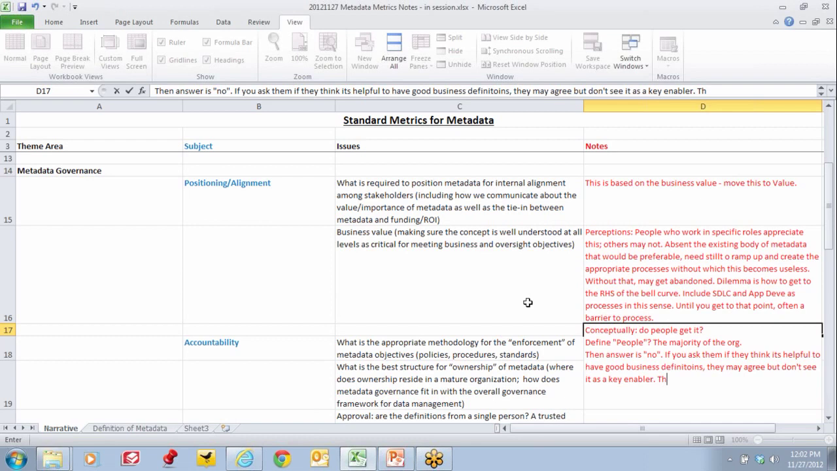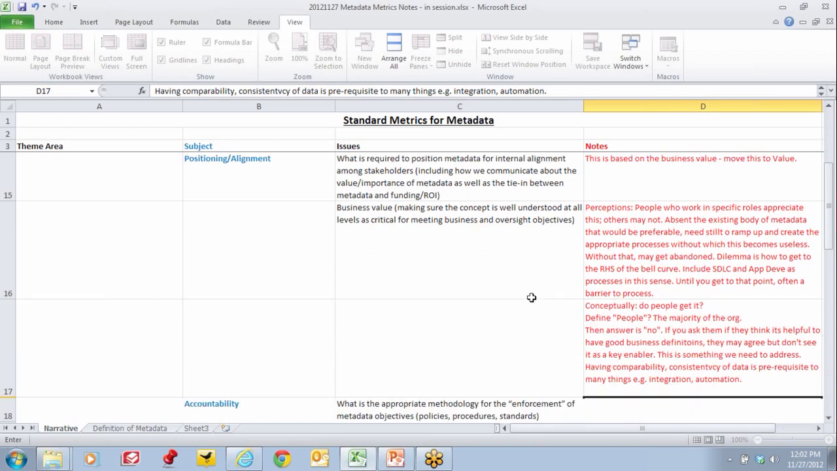And so I think that the dilemma is how to get to the right-hand side of the bell curve, where you can actually deliver improved business processes because you're leveraging metadata, and I include things like SDLC and application development as business processes because of the metadata availability. But until you get to that point, I think it's viewed very often as a barrier to progress and an added expense.